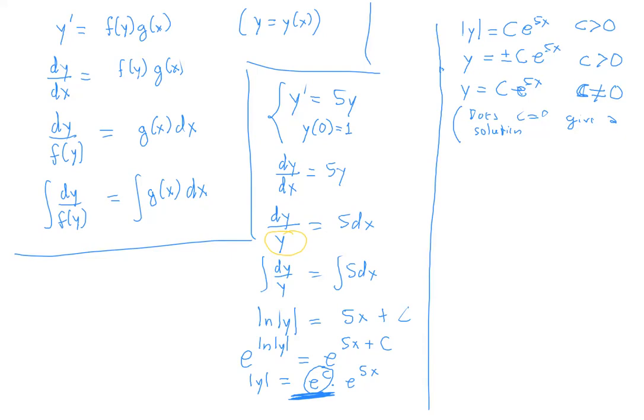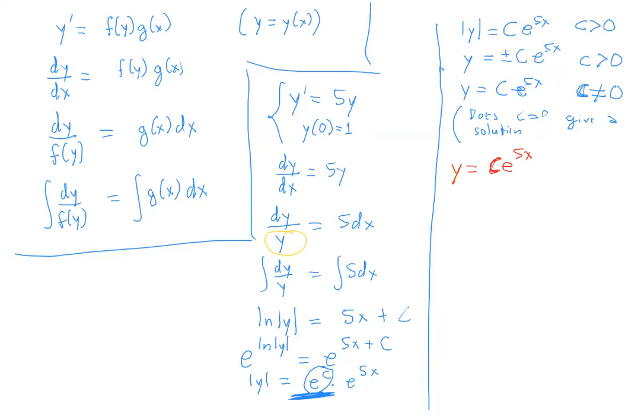Okay, and finally, we give our solution. We say y is equal to c e to the 5x. And guess what? I'm not imposing any condition on c. And that's it.